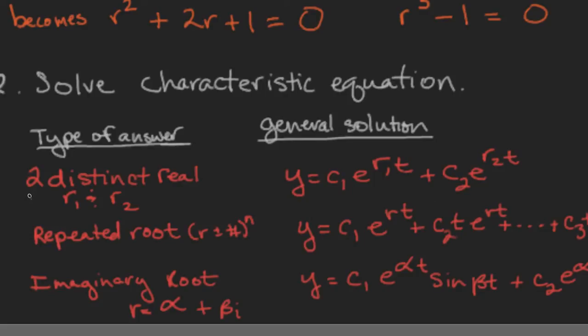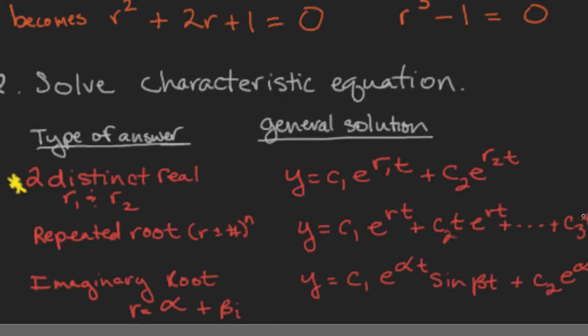First scenario. We have 2 distinct real roots. Let's say R1 is 2 and R2 is 5. Well, you would put a 2 here and a 5 there, and that would be your general solution.